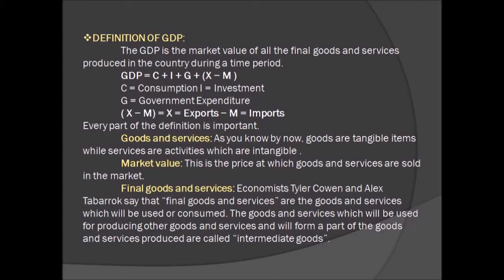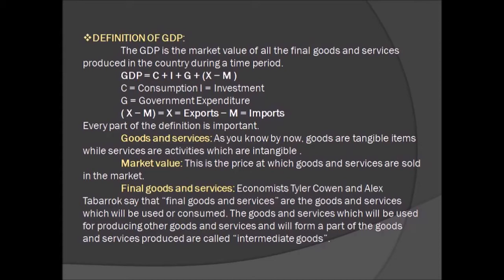Can you understand? So, the final product or the services which is directly consumed or used by the customer is said to be the final goods and services, and those intermediate goods are used for producing other goods. So, can you understand the difference between the final goods and services and the intermediate goods and services? Yes. And now let us move on to the next topic.